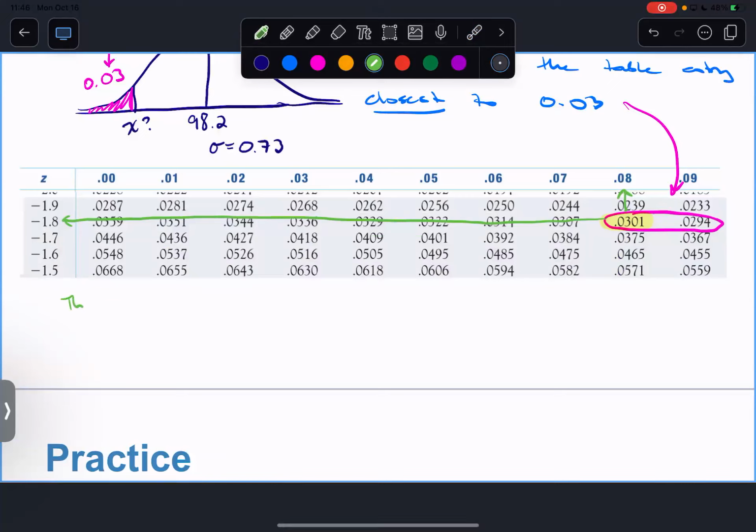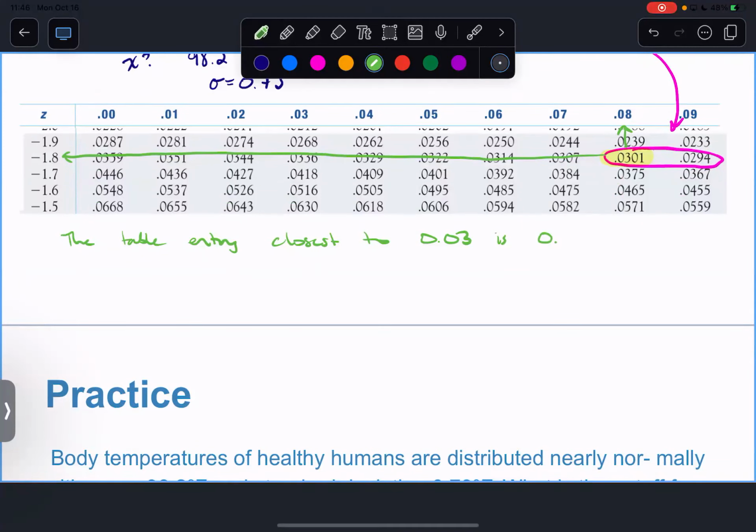And then I'll say the table entry closest to 0.03, and this is where if you got it wrong, as long as you tell me that, hey, this is the one that's the closest, 0.03 is 0.0301, right? In this case, it's correct. If you told me that it was 0.0294, well, that's all right. As long as it's kind of in the realm, right? And so, well, between the two options, right?